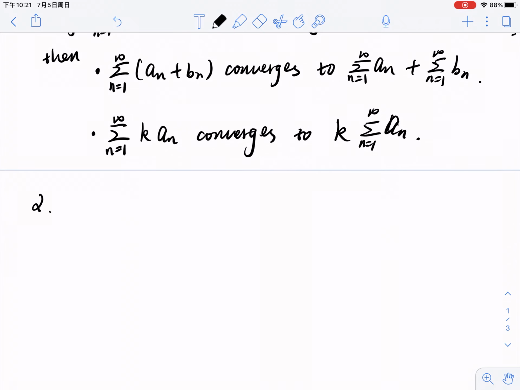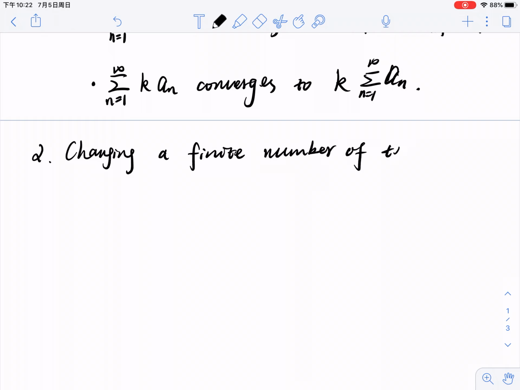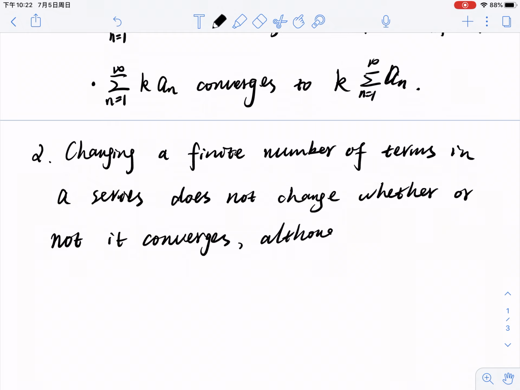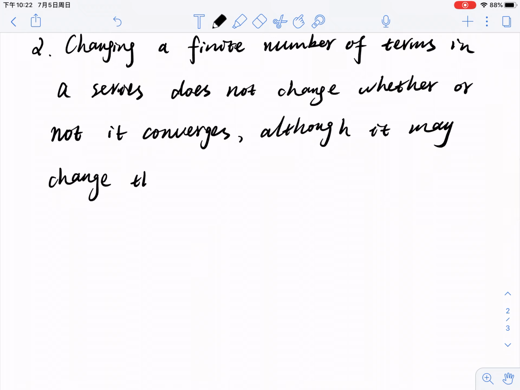The second one: changing a finite number of terms in a series does not change whether or not it converges, although it may change the value of its sum if it does converge.